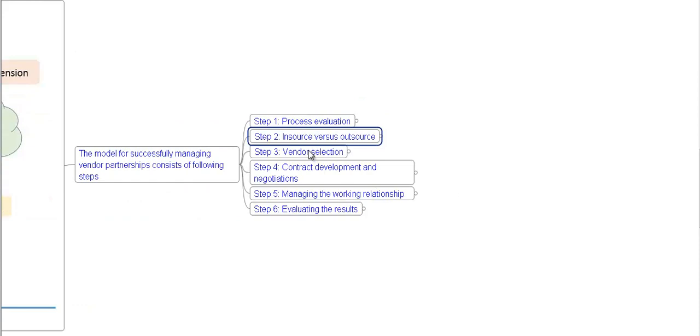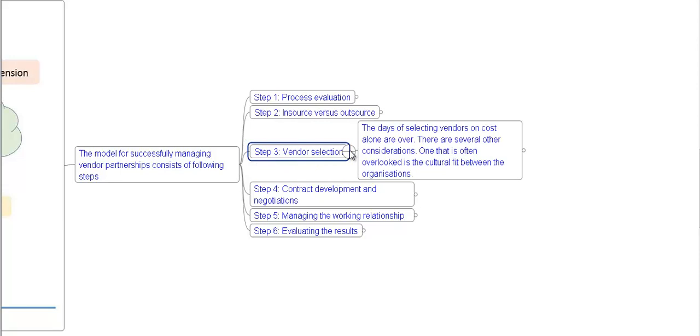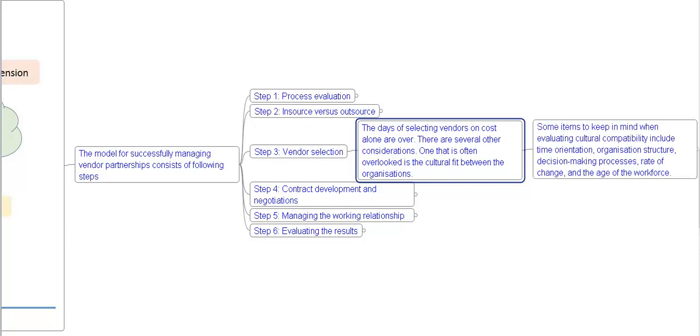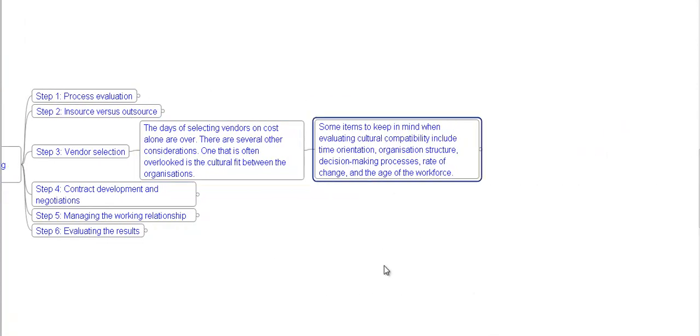Step 3: Vendor selection. The days of selecting a vendor on cost alone are over. There are several other considerations. One that is often overlooked is the cultural fit between the organizations. Some items to keep in mind when evaluating cultural compatibility include time orientation, organization structure, decision making process, rate of change, and the age of the workforce.